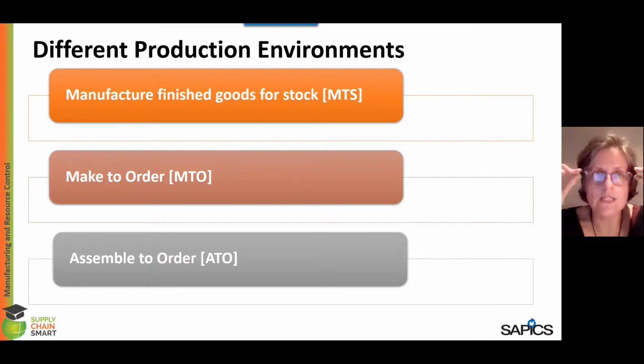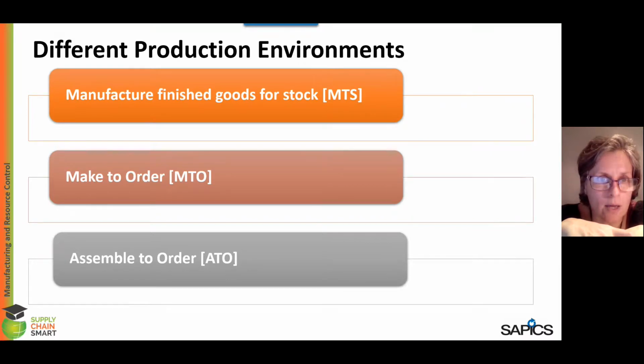There are different kinds of production environment. So in some organizations, you might make to stock. This is typically for something where you have got a consistent, continuous demand. A good example of this might be manufacture of sugar, because sugar people are always going to be using in 5 kg, 10 kg, 30 kg bags.